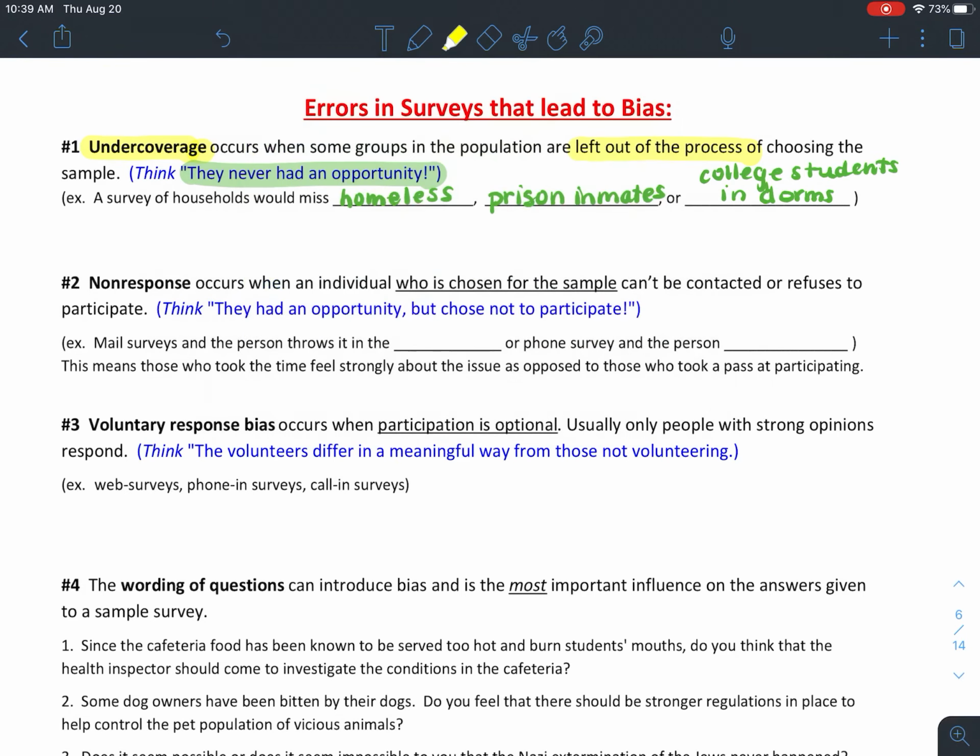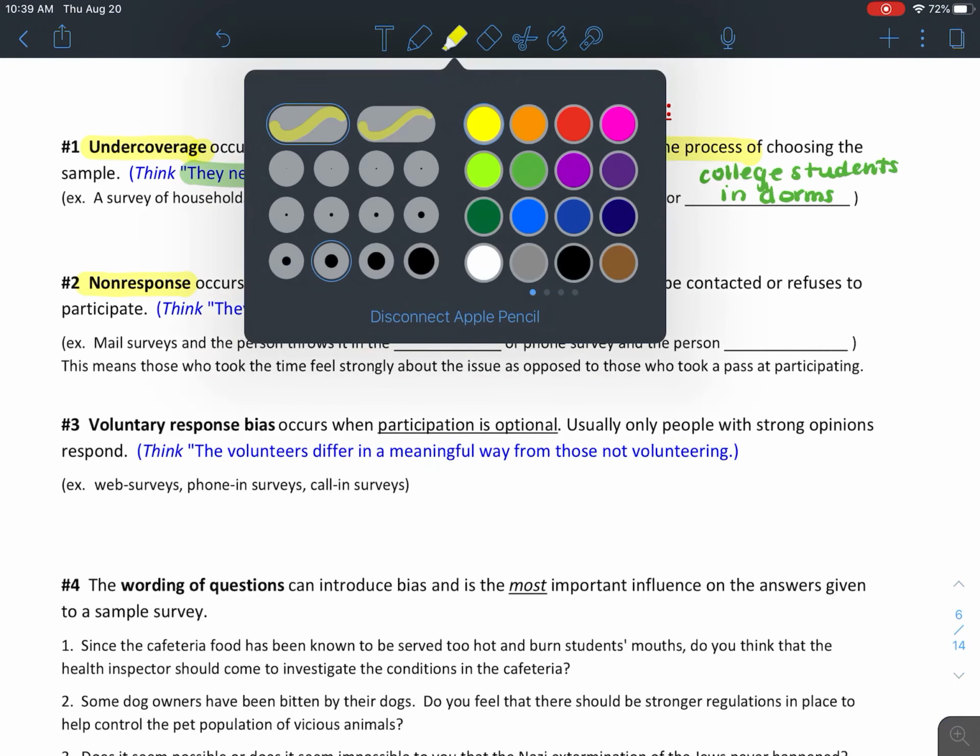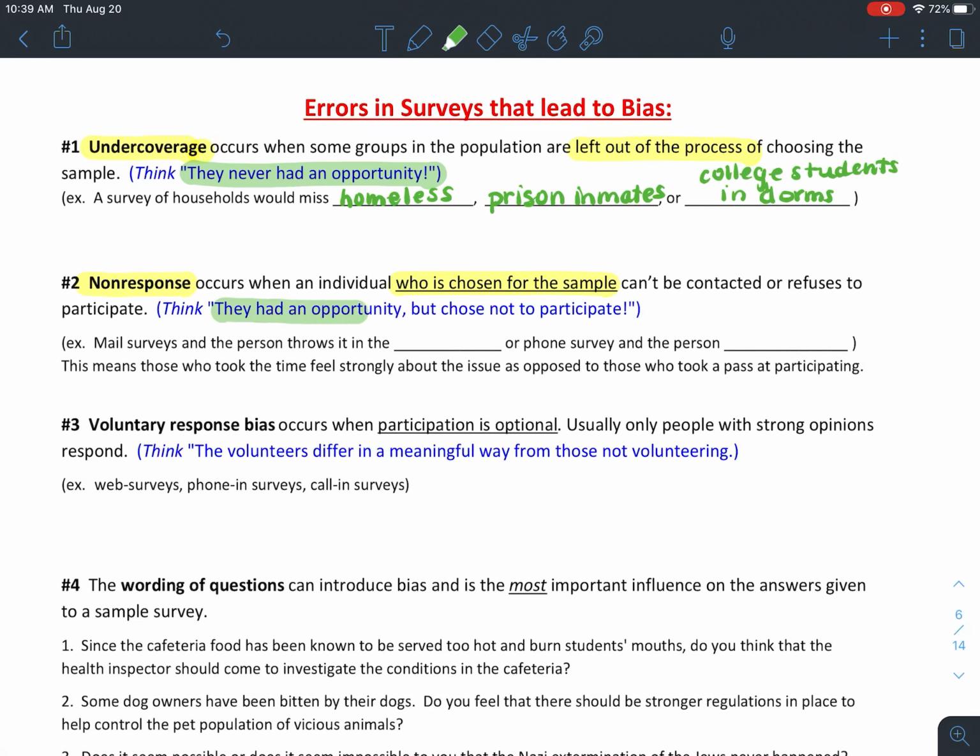Let's go ahead and look at the second error that could occur. This is called non-response. Non-response is when an individual who is actually chosen for the sample, so they're selected, but for some reason they can't be contacted or they're refusing to participate. So you could think of it like this. They had an opportunity because they were chosen, but they themselves are choosing not to actually participate in the survey.